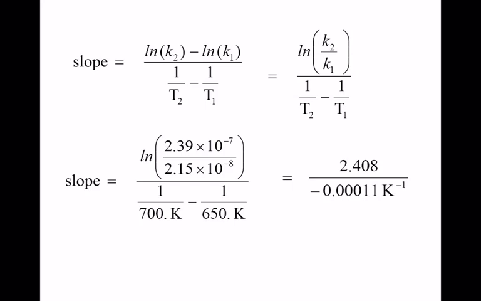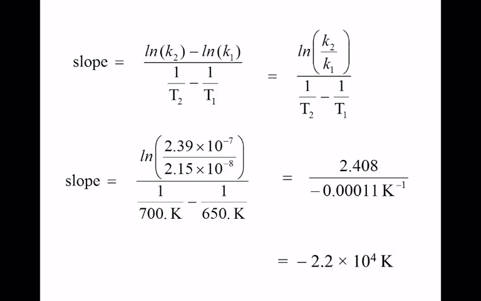But if you clean up the numerator, it comes to 2.408. You clean up the denominator, it comes to negative 0.00011. Units in the denominator are reciprocal Kelvin. That makes the slope Kelvin. So when you divide that out, you get negative 2.2 times 10 to the 4th Kelvin. That's your slope. That should be negative.